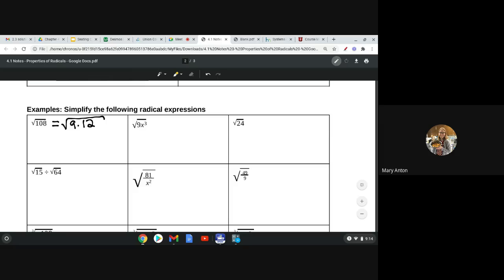This is fine. 9 is a perfect square, correct, class? All right, but hang on, though. We can break this up further. Are there any perfect square factors in the number 12? 4. So this is really 9 times 12, which is really 4 times what, y'all? 4 times 3. So you see I'm breaking this into different factors? And then, due to our product property of square roots, we can take the square root of each of these factors individually.